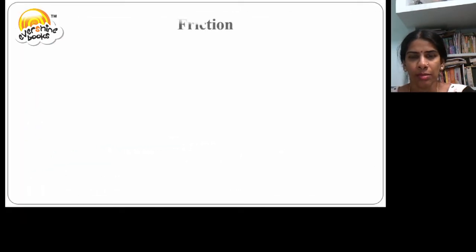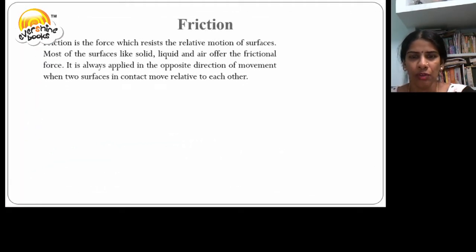What is the meaning of friction? Friction is nothing but a force which resists the relative motion of surfaces. Most surfaces, like solid, liquid, and air, offer frictional force. The frictional force always acts in the opposite direction of the motion when both surfaces are in contact and move relative to each other. Let us see some examples.